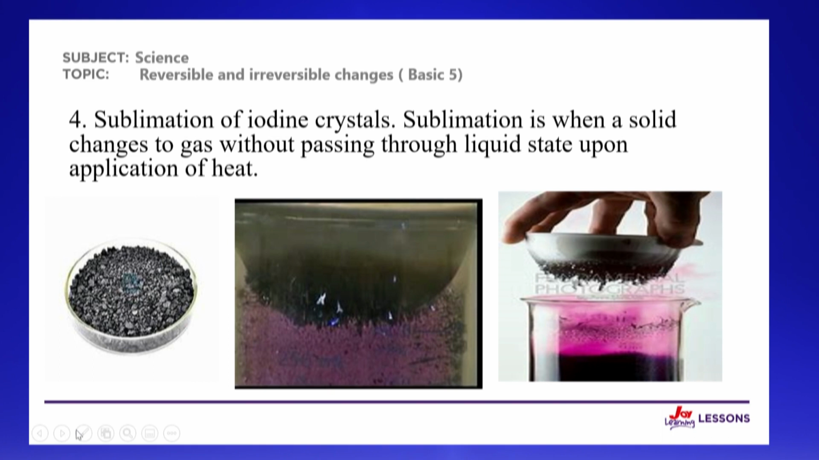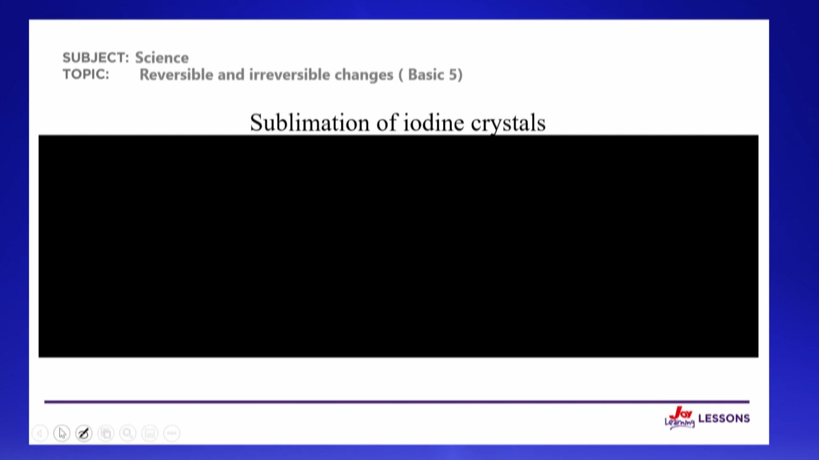Sublimation is when a solid changes to gas without passing through a liquid state upon application of heat. So your camphor, when you put camphor down, after some time, you see that the camphor becomes very small. So it has sublimed. It changed to what? To gas. All right. So on your screen, let's watch this video.